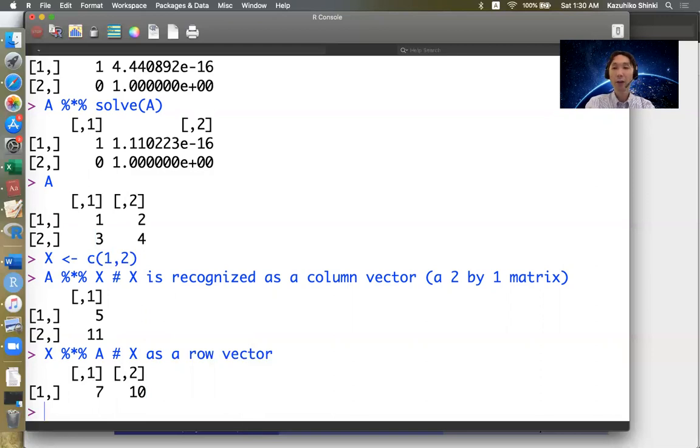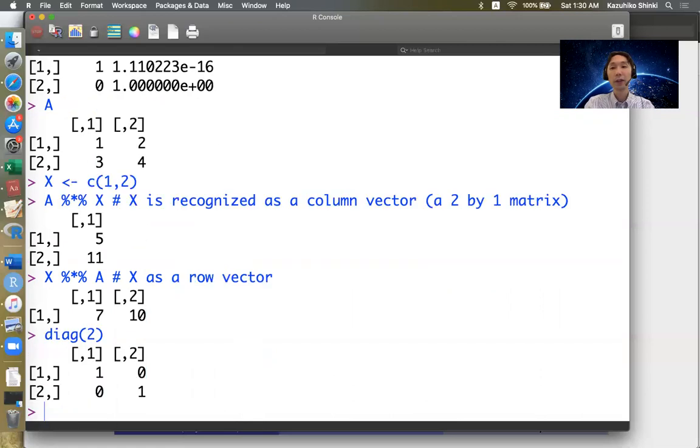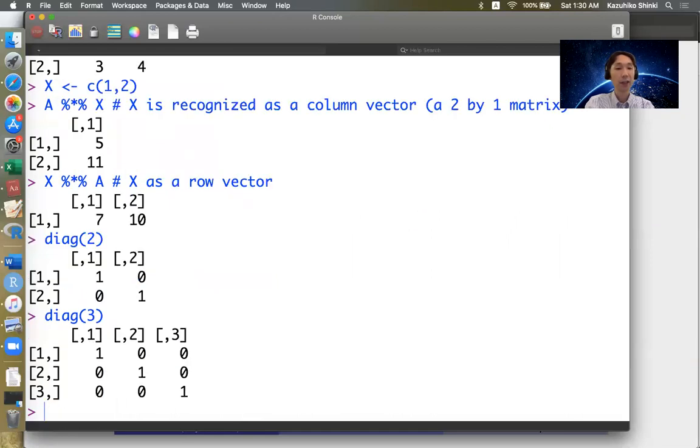So this is how we do matrix calculations: addition, subtraction, multiplication, and inverse matrix. And also we think about the matrix times vector. And next, diagonal matrices, diag of 2. This gives the 2 by 2 identity matrix, so 1, 0, 0, 1. And diag of 3 gives the 3 by 3 identity matrix.